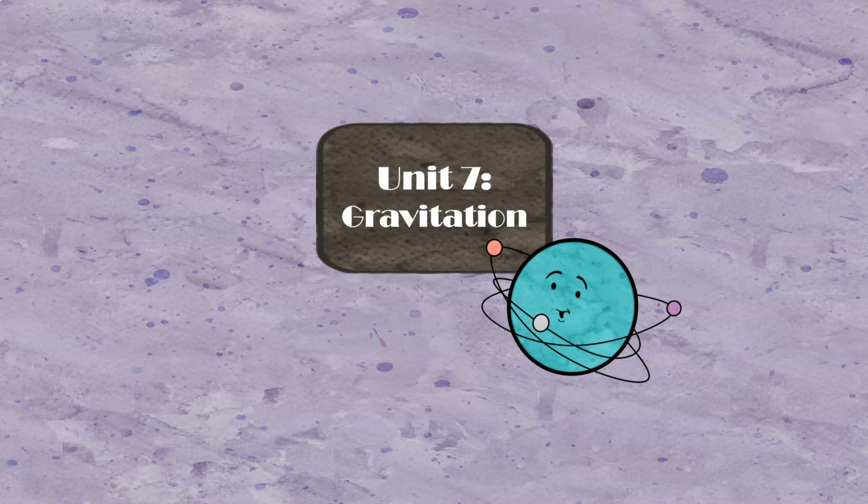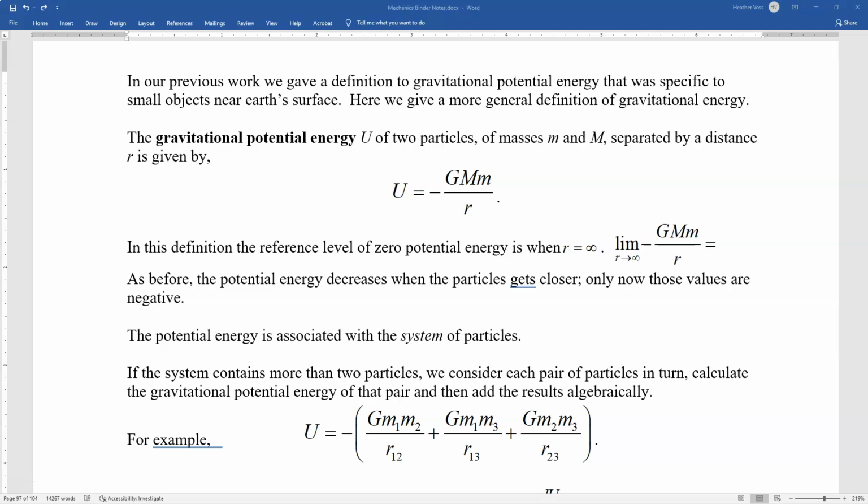Okay, so we are going to look at how gravitational potential energy changes when we start looking at these larger size objects. So here we are looking at gravitational potential energy. When we looked at it the first time, when we were near the Earth's surface, what we said was that potential energy was mgh, where g was that free fall acceleration.